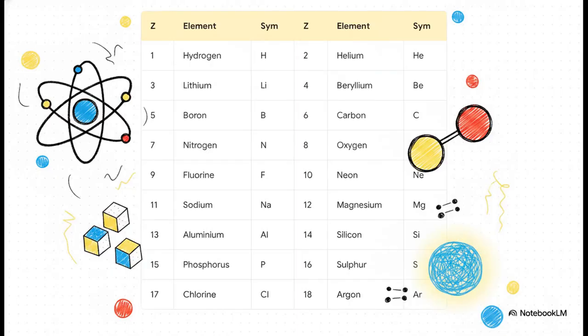Let's do a quick scan of the first 18 elements, all perfectly ordered by their atomic numbers. Really, you can think of these as the foundational vocabulary of the universe. We kick off with hydrogen at atomic number 1, helium at 2, all the way down the line to argon at 18. Each one gets a specific, capitalized symbol, like O for oxygen or Na for sodium. It acts as this perfect, universal chemical shorthand.